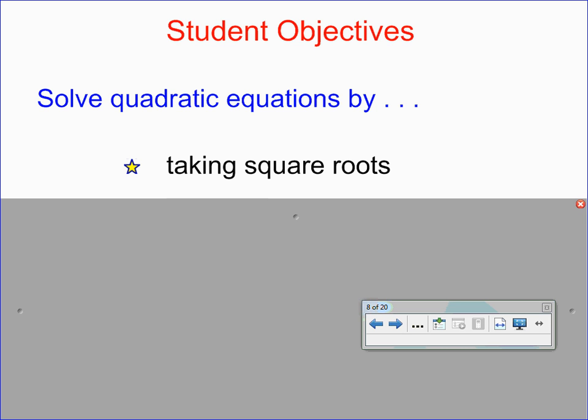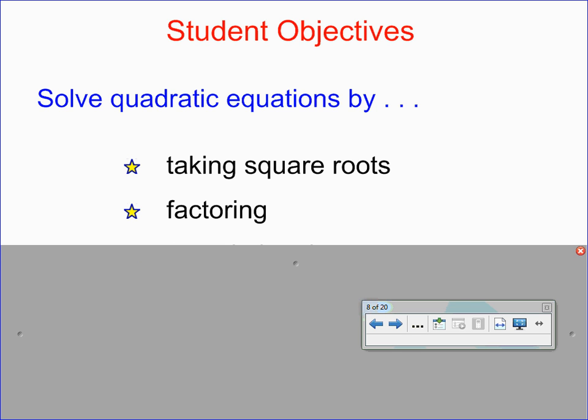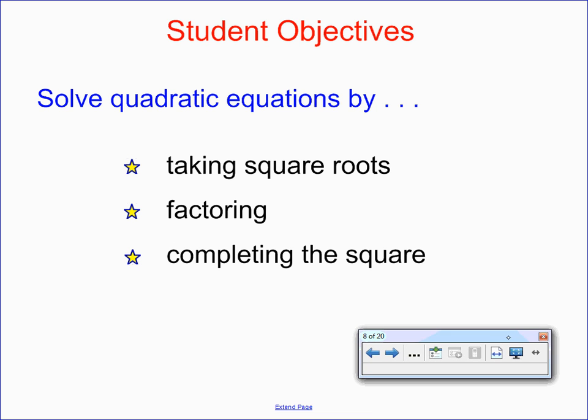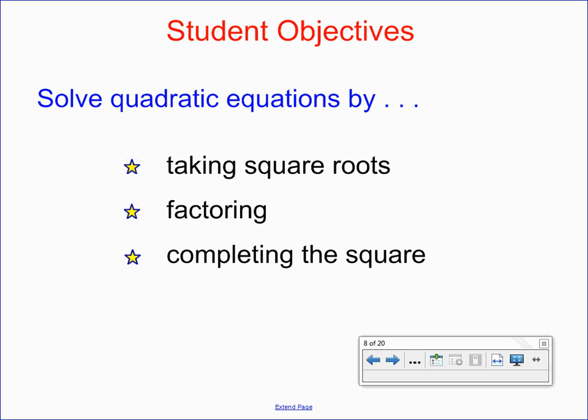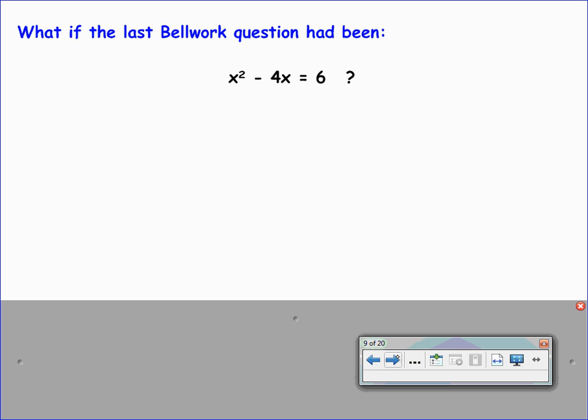And so we've got taking square roots is one method. We've also got factoring. Today we're going to add a third method, and that's called completing the square. Okay, this method's a little bit trickier than the taking square roots or the solve by factoring, but it's more powerful. So let me show you what I mean. What if the last Bellwork question hadn't been x squared minus 4x equals 5, but x squared minus 4x equals 6? All right, let's consider how we solve this.